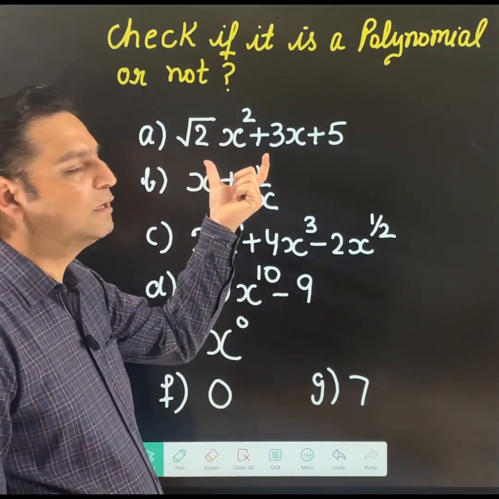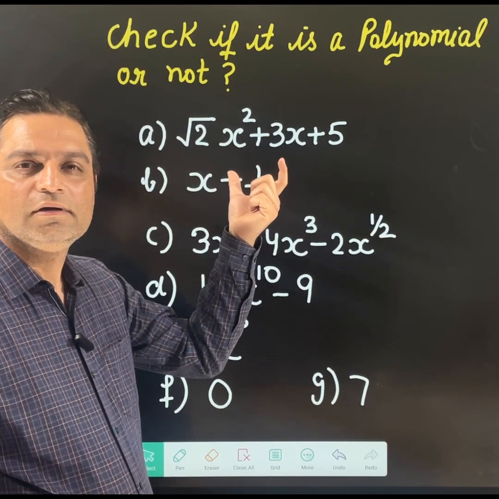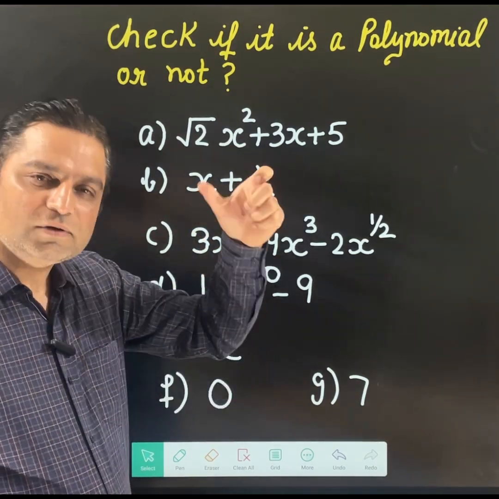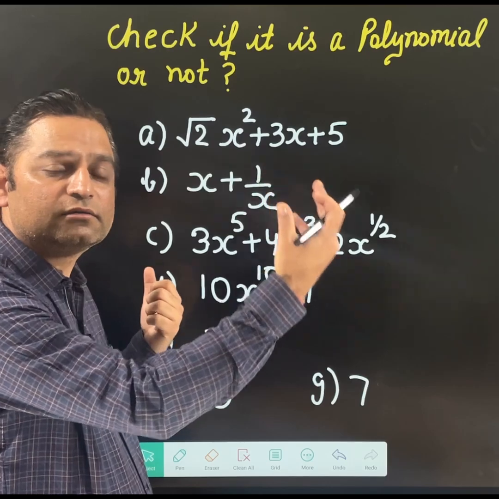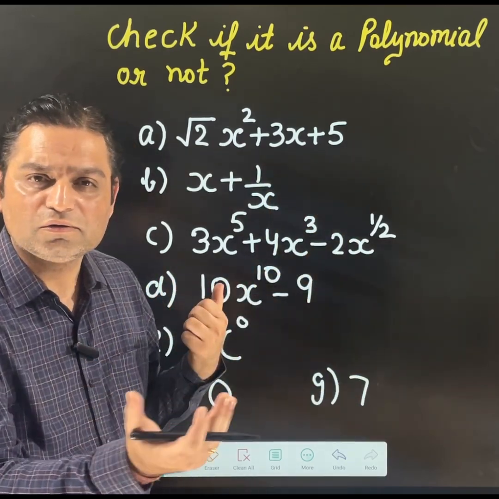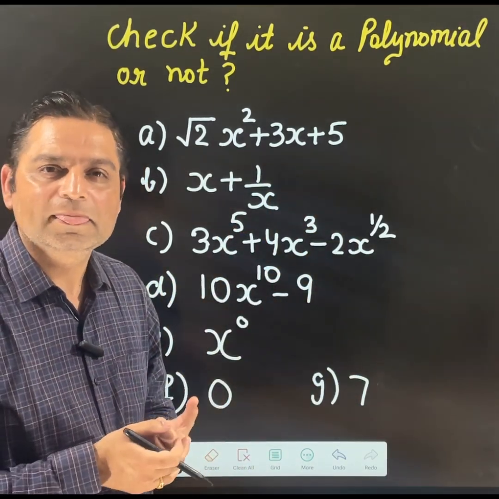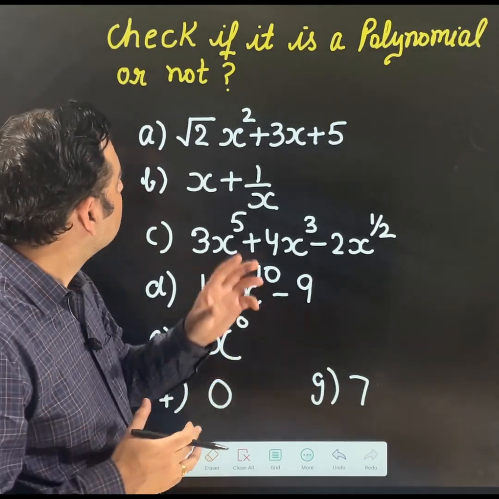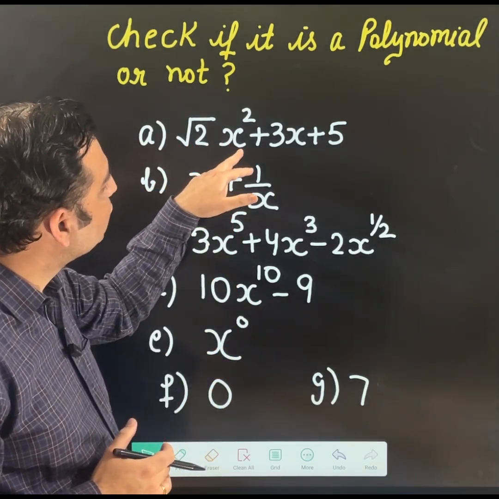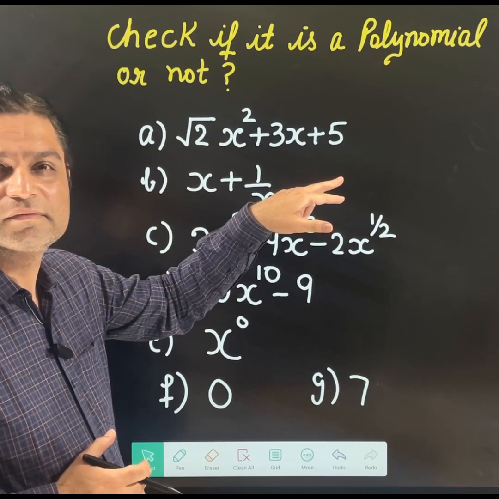If you look at part A, you can also guess your answer. You can write in the comment box that part A, whether it is a polynomial or not according to you. Part wise you can give the answers and can compare it. If you check the A part, it is square root of 2x square plus 3x plus 5.